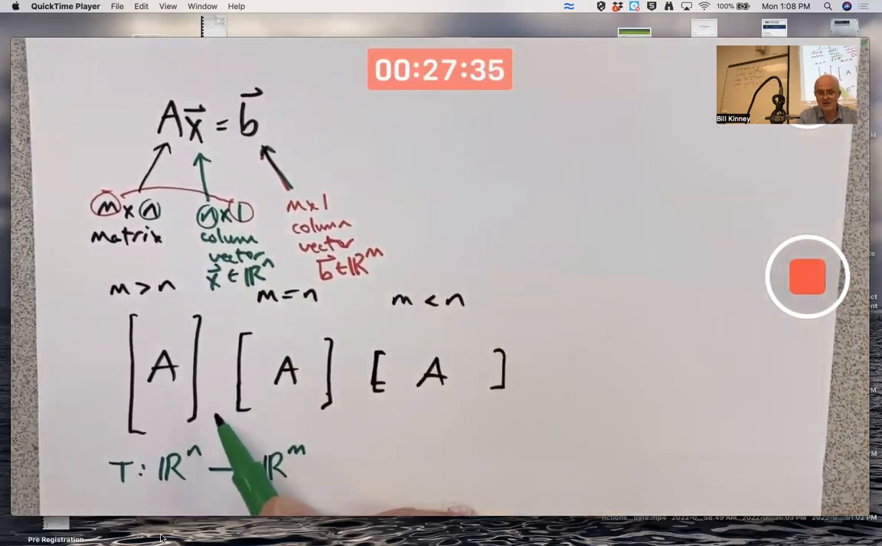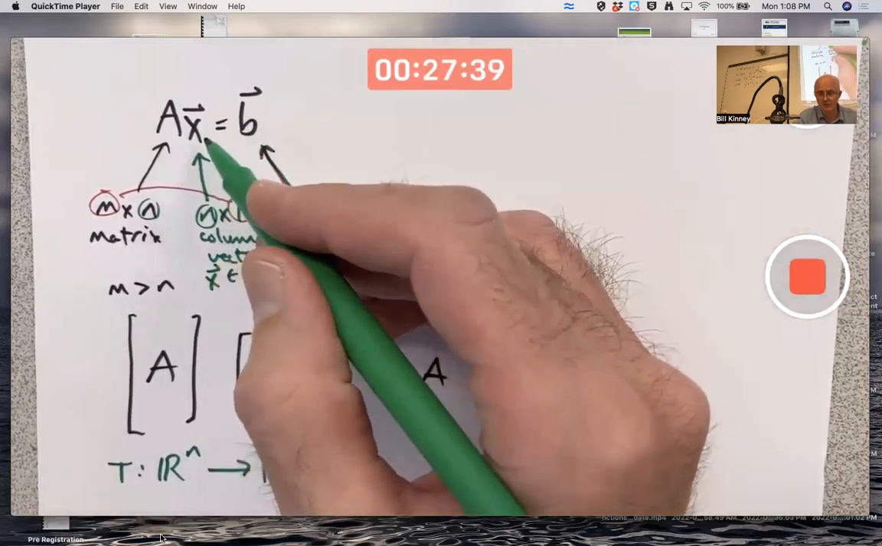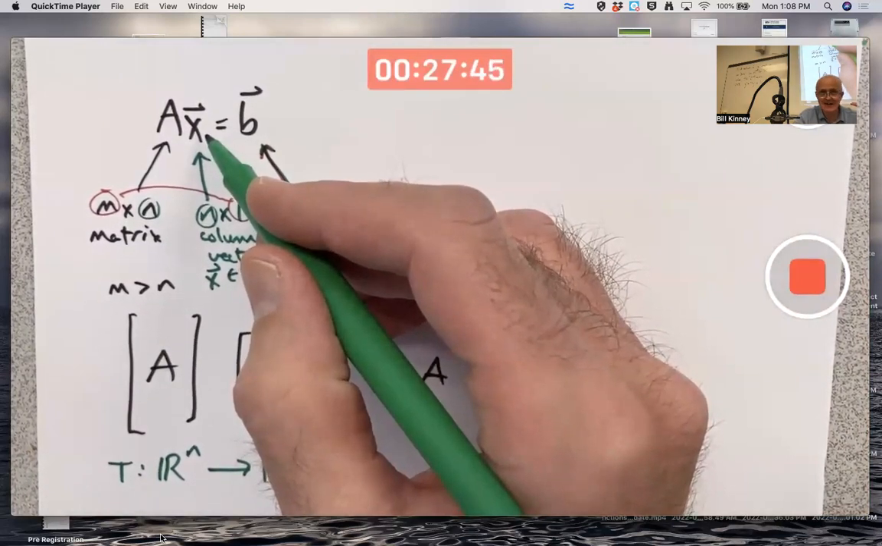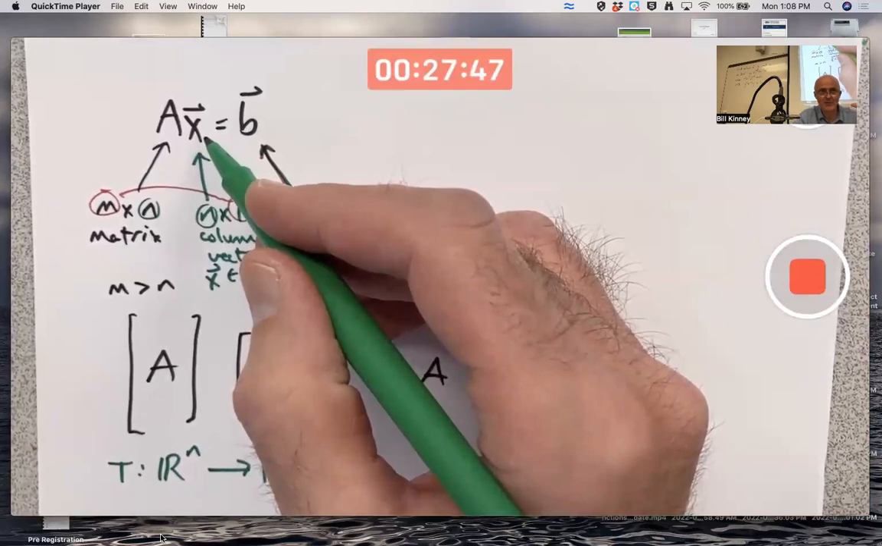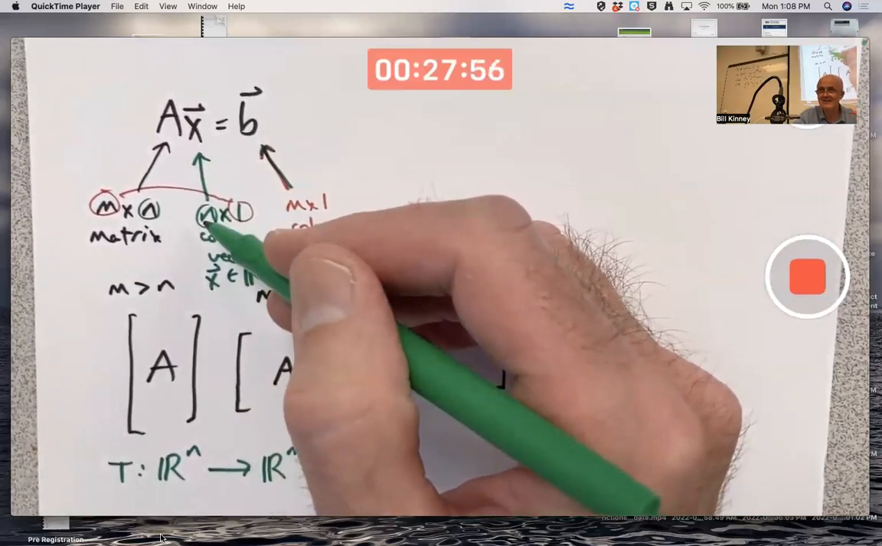Because the definition of A times X is to take a linear combination of the columns of A with entries of X as the coefficients. Tracking with me here? I know these are abstract ideas, but you've done enough, hopefully, reading and examples and lecture watching that this is starting to make sense and you can think abstractly.